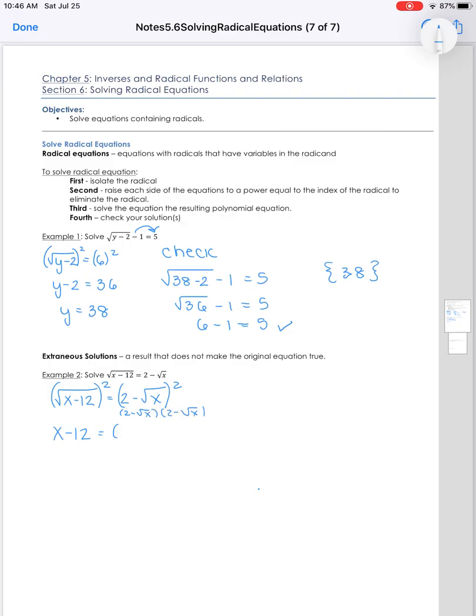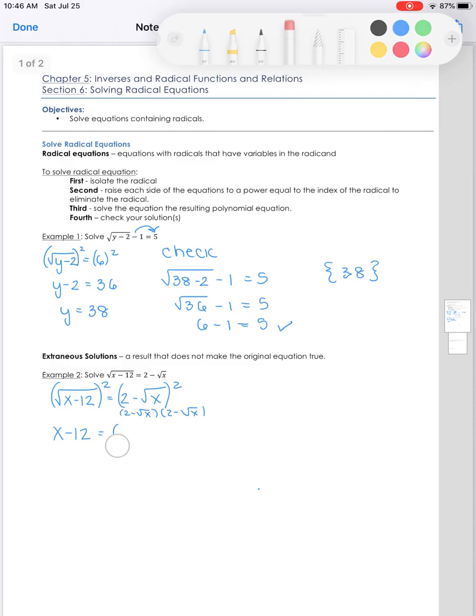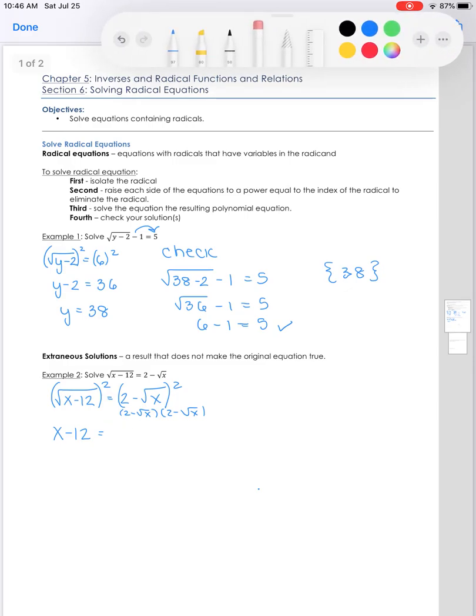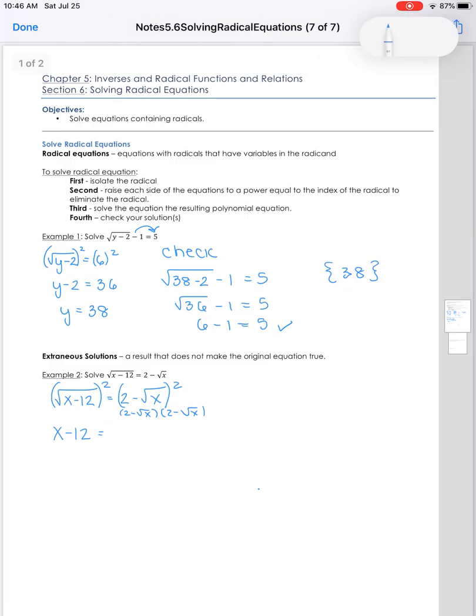Now, an extraneous solution is when a result does not make the original equation true, which means when you check it, it doesn't work out. So for this one, we have 2 square roots, so you can't really isolate. So the one that has multiple terms under it, keep that one by itself. But on the right-hand side, we're good. So we're going to square both sides. The left-hand side is the easy side. The right-hand side, though, there are 2 of them. So we're going to have to FOIL these out.